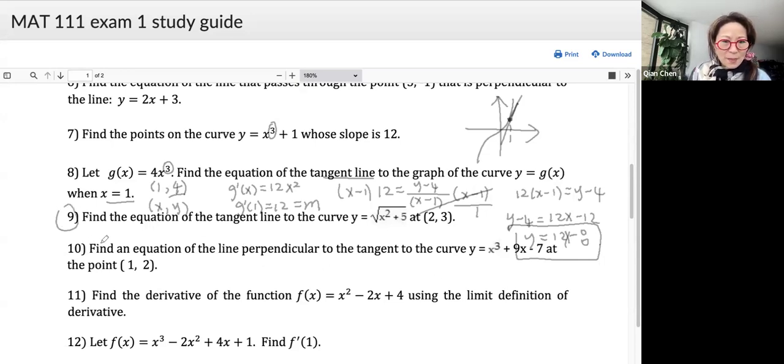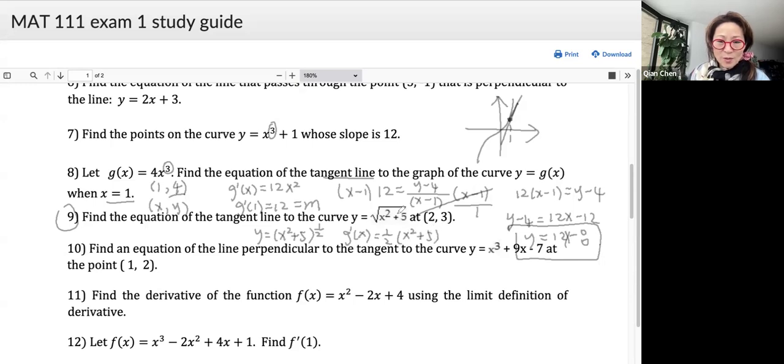Okay, let's see 9. 9 is the same thing. The only difference is the function is different, right? So let's rewrite y as (x squared plus 5) raised to the half. And we need to find the g prime. g prime of x equals the half of (x squared plus 5).